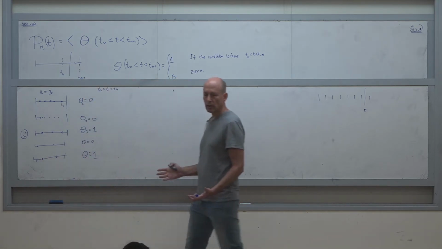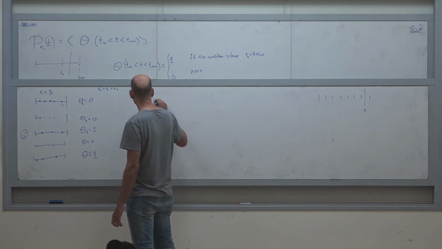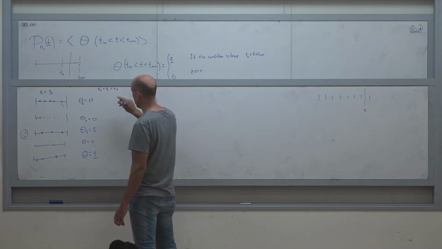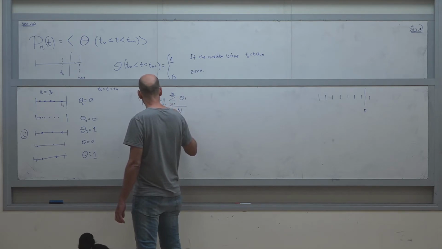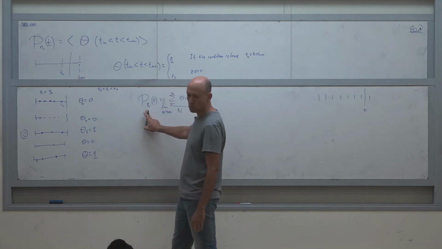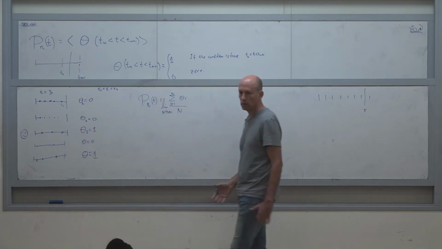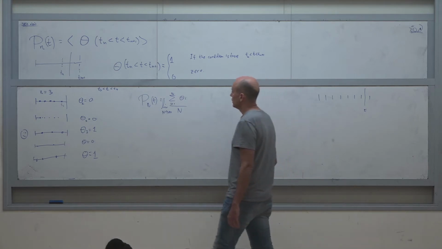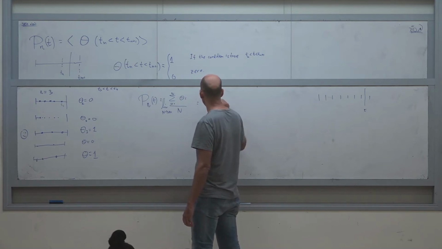And what is Pn of t then? Pn of t is, in this example n is equal to 3, the sum i from 1 till n, theta i, divided by n. In the limit, n goes to infinity. And what is n here? Not to be confused with this small n. This is the number of realizations you have. That's by definition the probability. So this is the same as the average of theta.